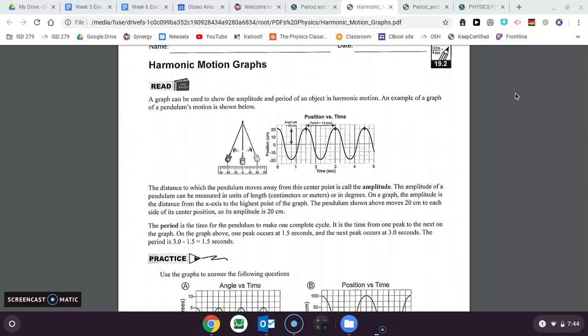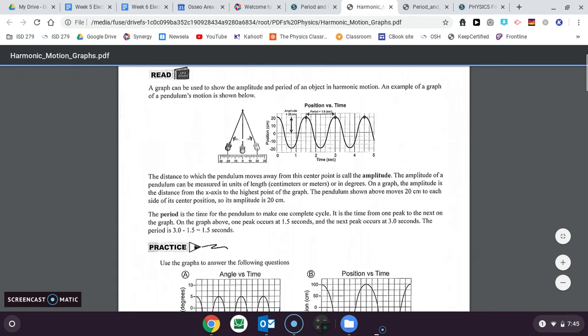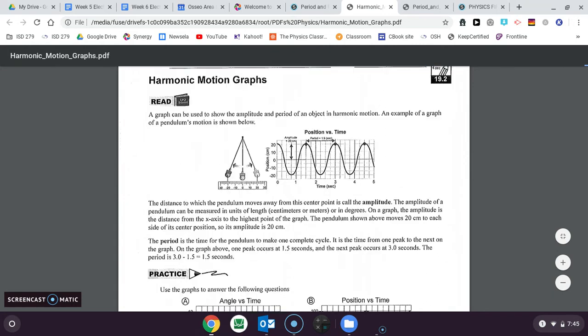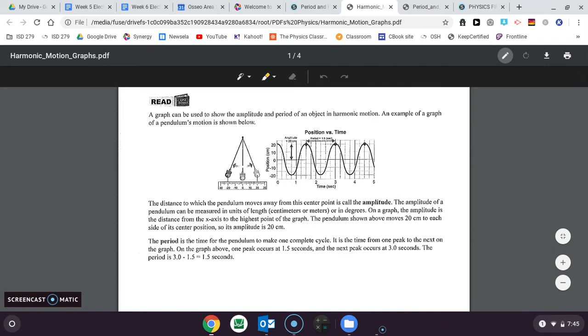Hi, this video is about how to do the harmonic motion graphs assignment if you missed it earlier. So the easiest thing to think about, first of all, is we're looking at two different things. Looking at the amplitude of the graph, and we're looking at what's called a period or a cycle.